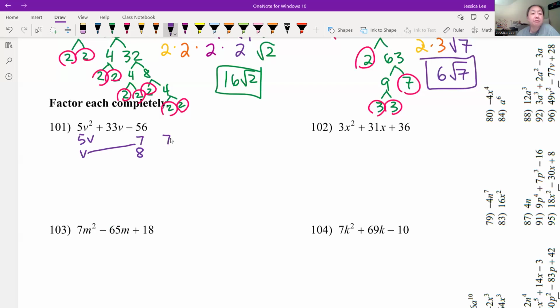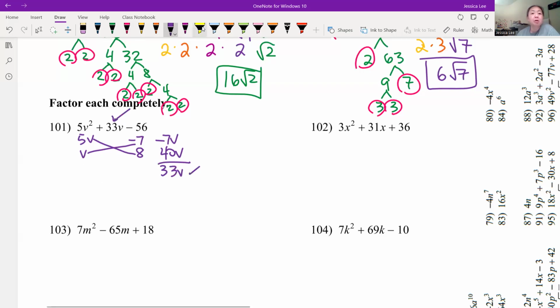V times 7 is 7v. 5v times 8 is 40v. And the only way to get positive 33v is if the 7 is negative. That will give me a 33v, because negative 7 plus 40 is going to be 33. So that is the same. So yay, and a check mark for that.